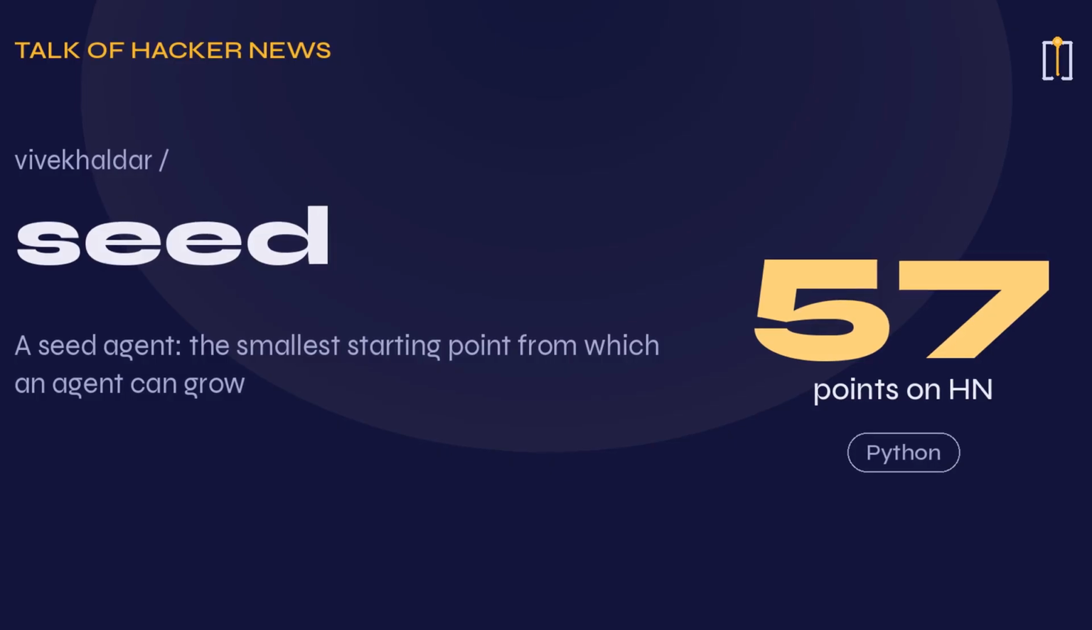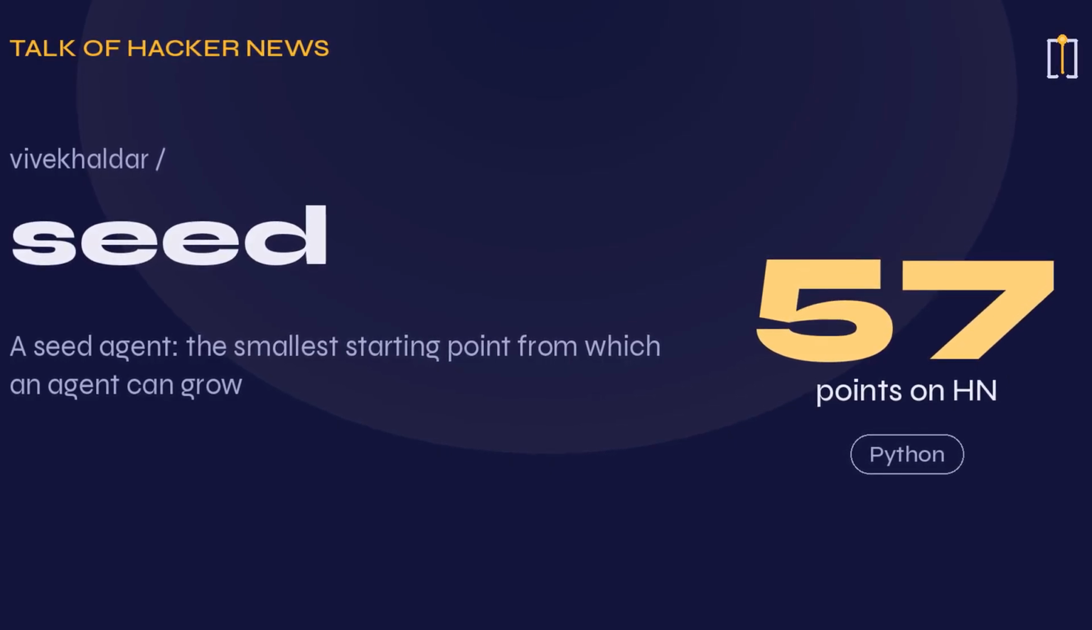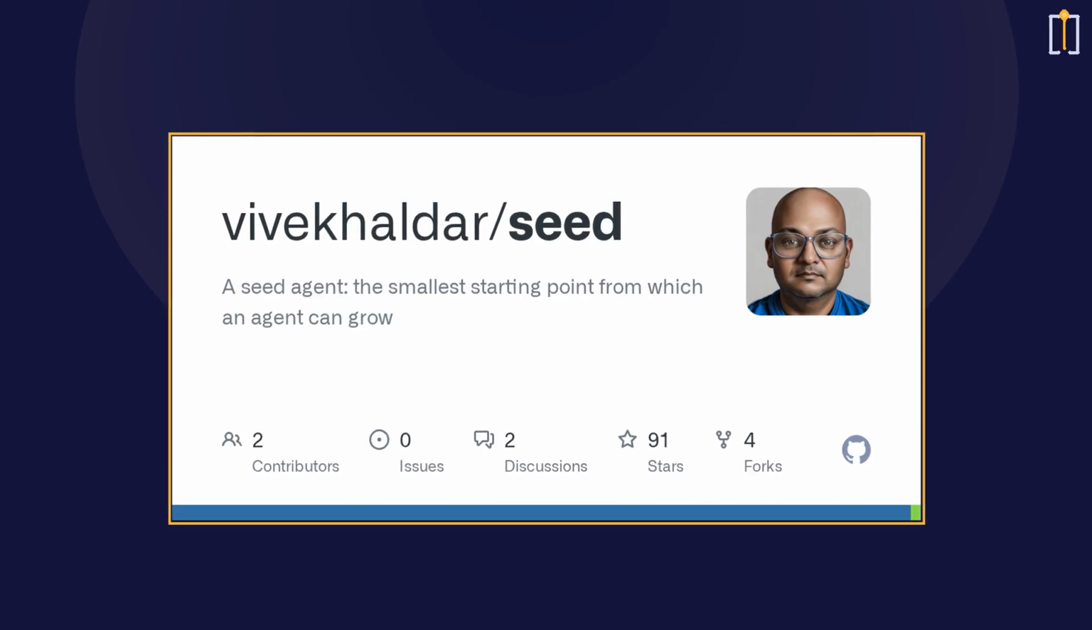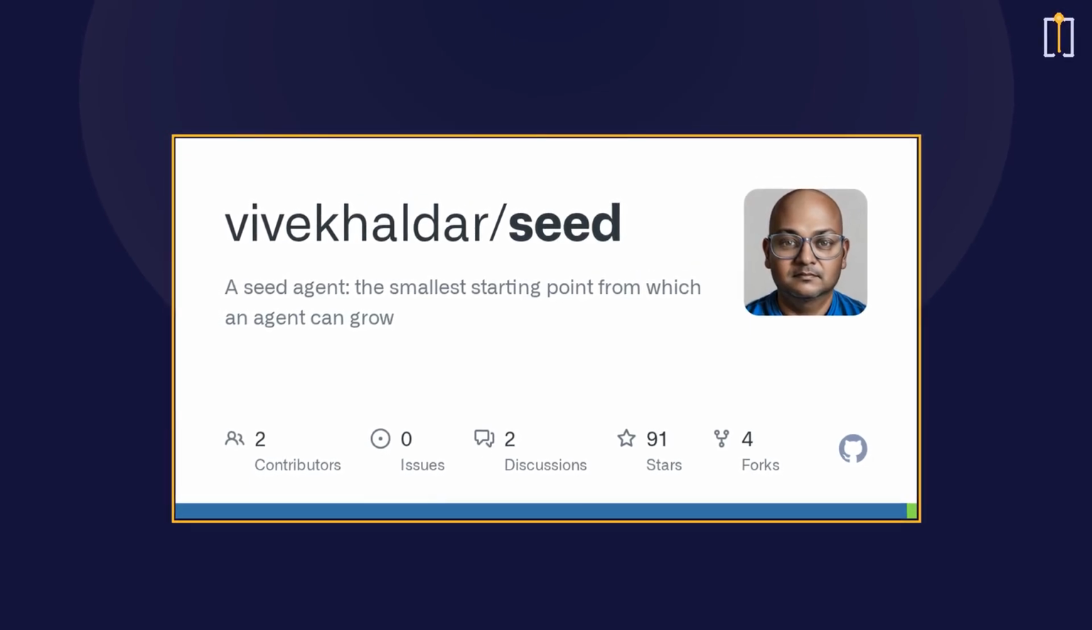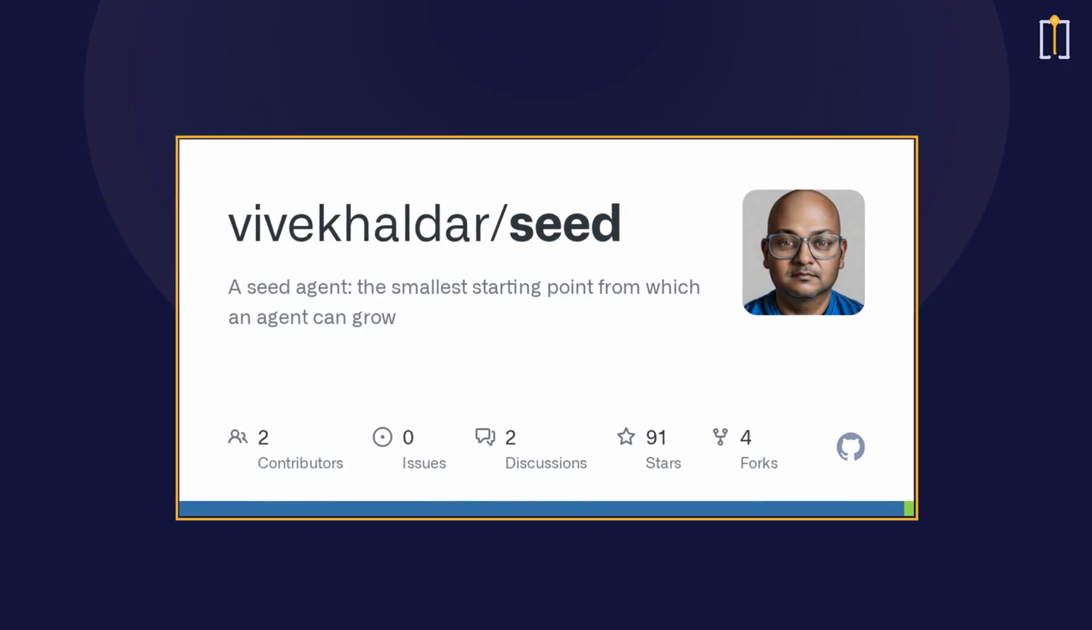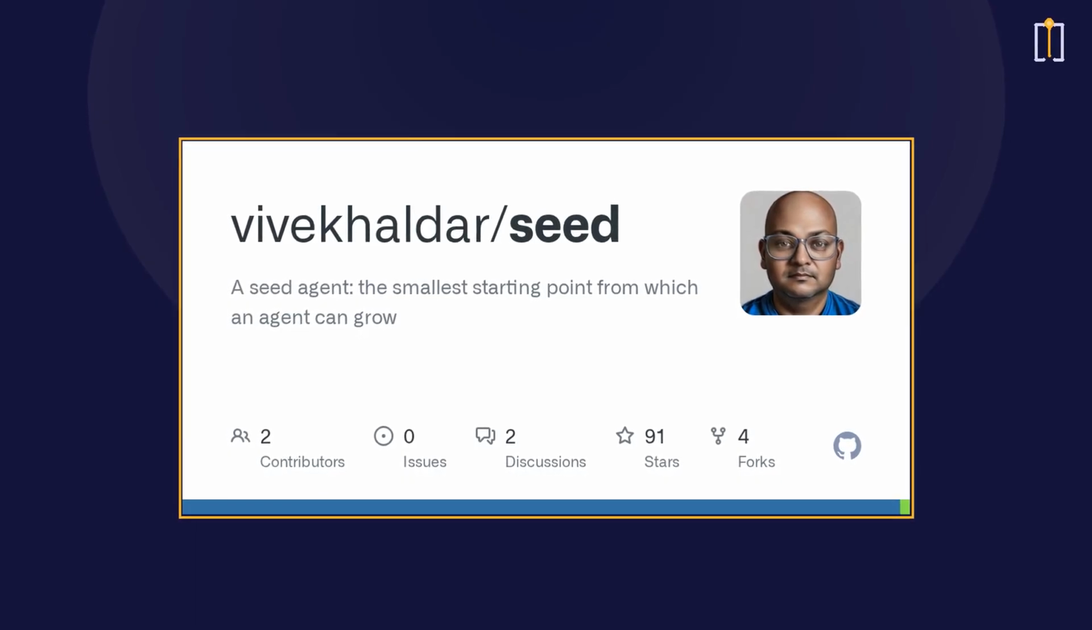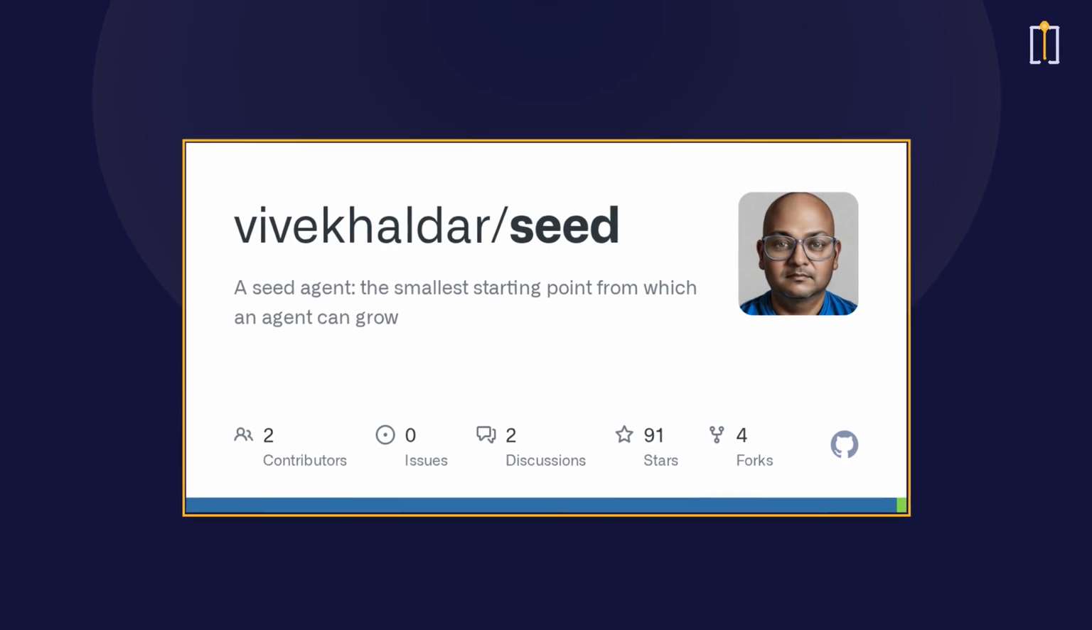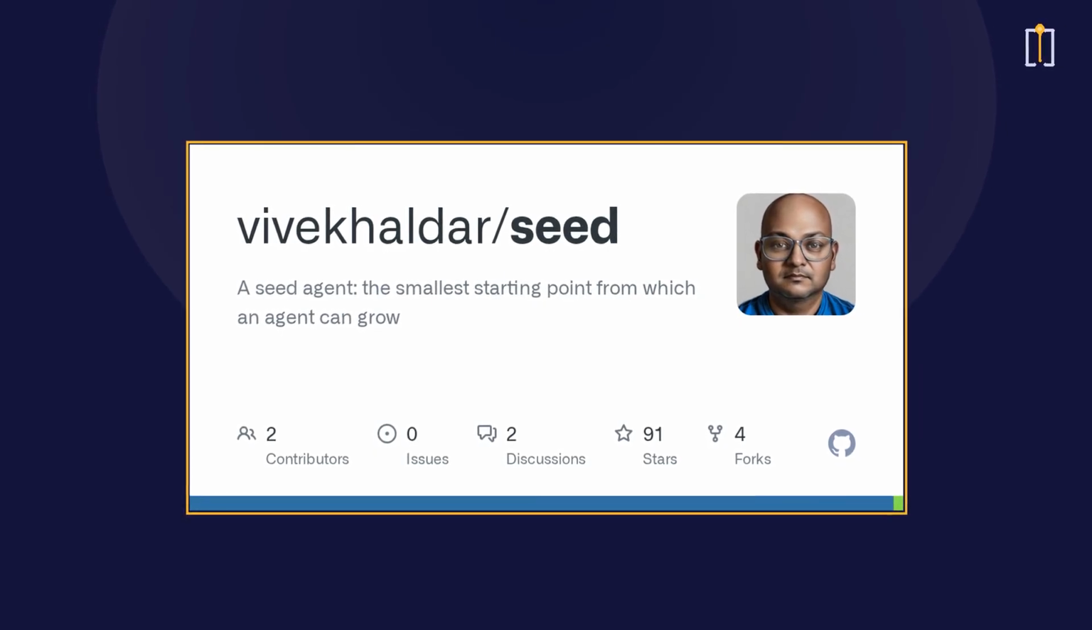Most agent projects these days bury you in abstractions, tool registries, memory backends, planner executor loops you have to reverse engineer before you write a single line. Seed goes the other way. It gives you a loop, a way to call tools, and gets out of the way.